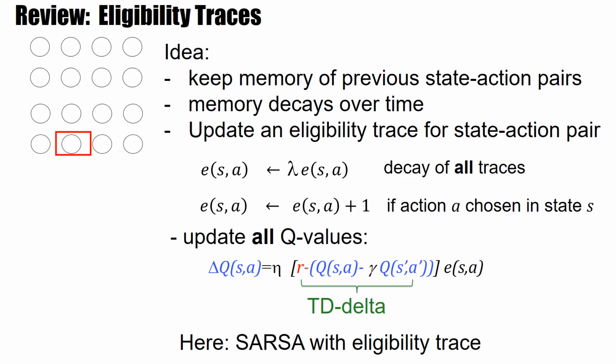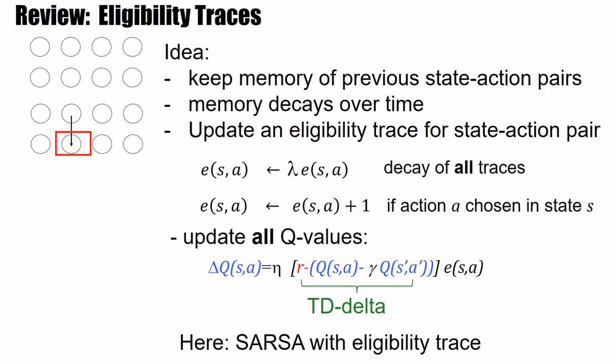Just let me remind you of the basic idea of eligibility traces. Suppose here in this discrete setting, in this tabular setting, on the upper left, we start in a state, we take an action, we go to the next state, another action, another action, another action, until we arrive at the goal, at the terminal state indicated here by the red rectangle.